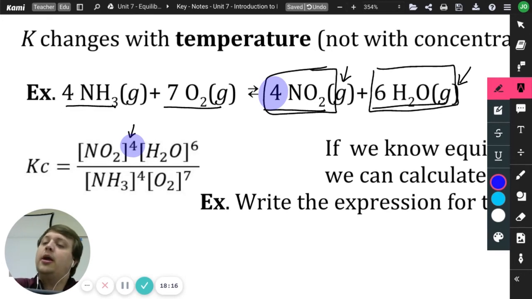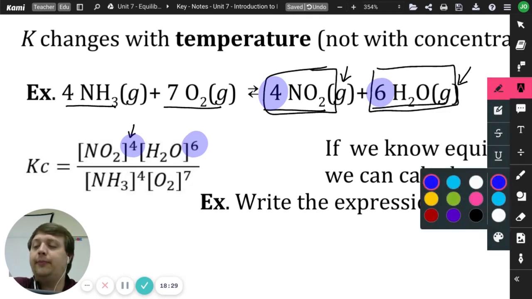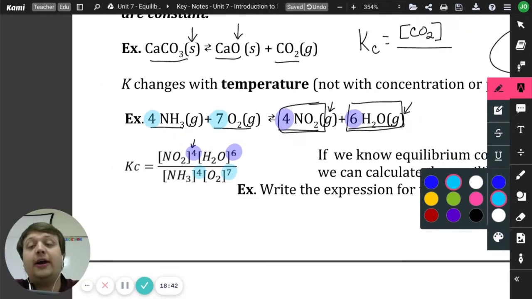Okay? H2O is going to be to the sixth power, again because that's the coefficient. So I do the concentration of NO2 to the fourth power times the concentration of H2O to the sixth power. And then I'm going to divide that by the concentration of NH3 to the fourth power and the concentration of O2 to the seventh power. And so then if I had those concentrations, I could actually plug in my numbers and solve this problem.